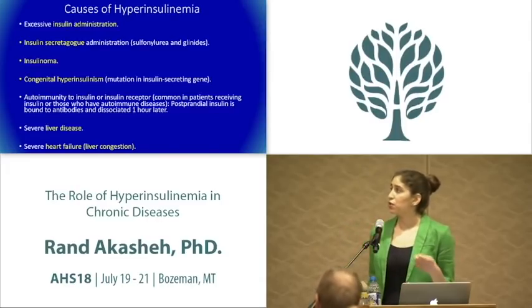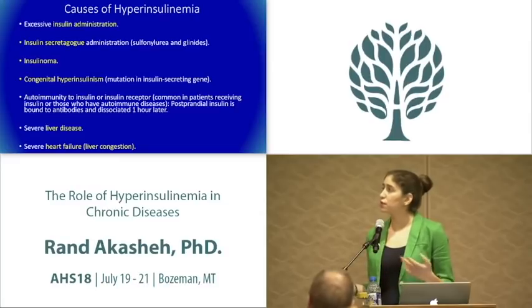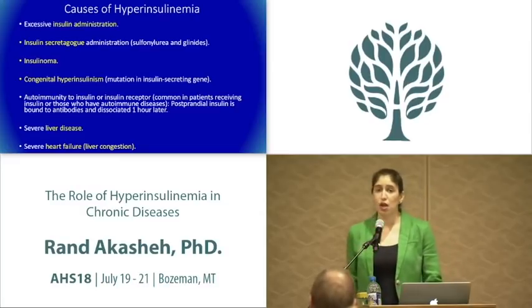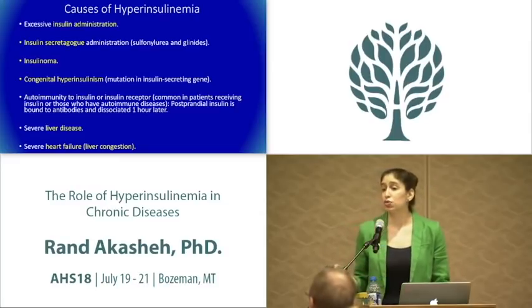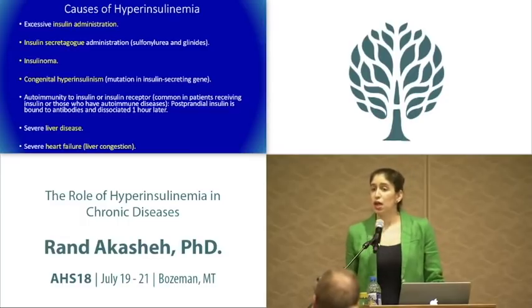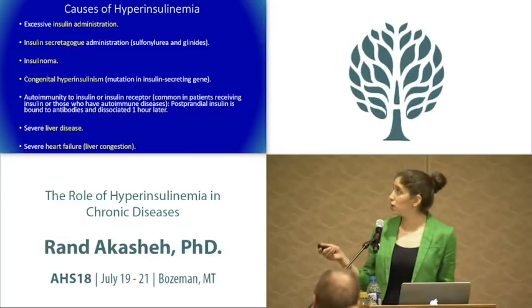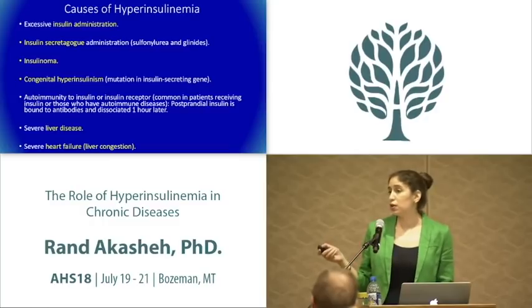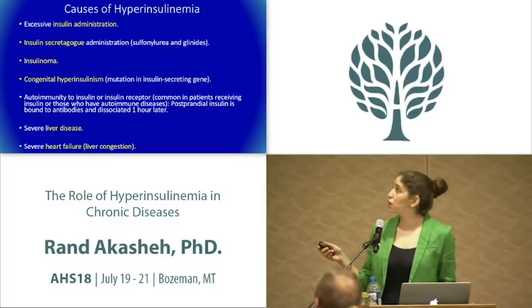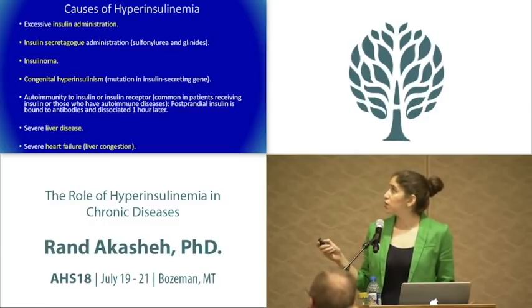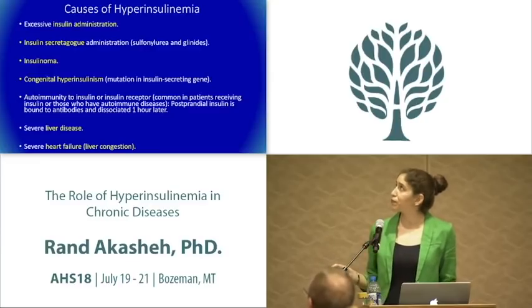In addition to that, we have severe liver disease and liver congestion with heart disease. All of that can lead to reduced insulin clearance, and this would lead to hyperinsulinemia and may or may not lead to hypoglycemia, depending on how strong the compensatory insulin secretion is.